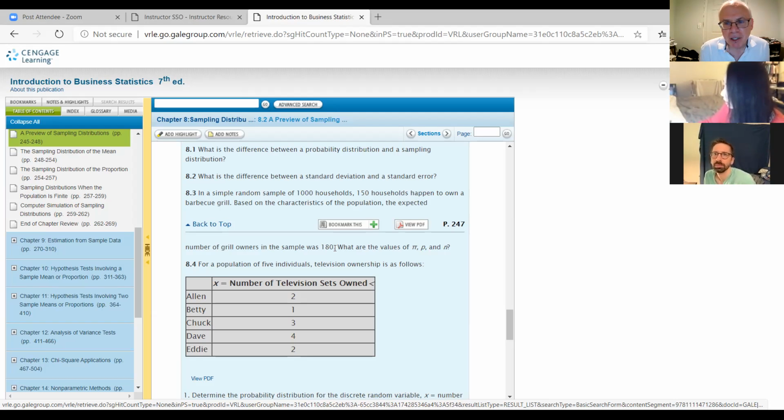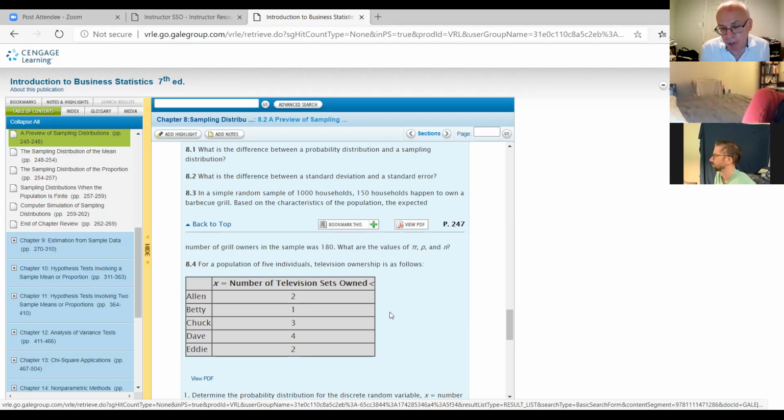All right, what's pi, the population proportion? 0.18. That's right. Because based on the characteristics of the population, not on the sample, the expected number of grill owners is 180. So that's pi. That's what we're estimating to be the population proportion, 0.18. 180 divided by 1,000 is 0.18.